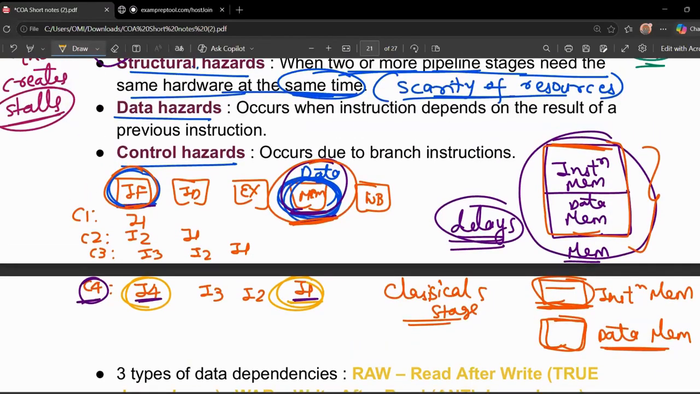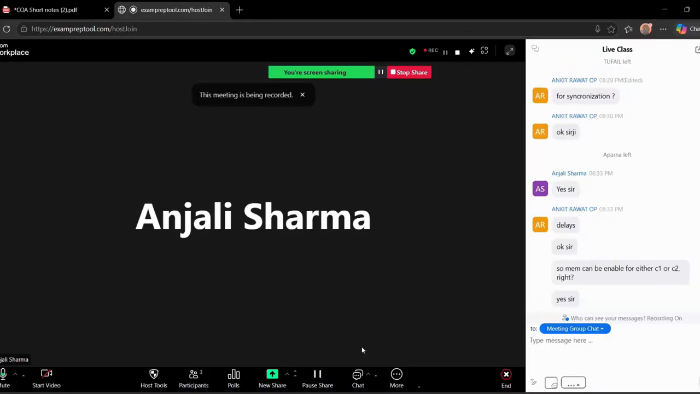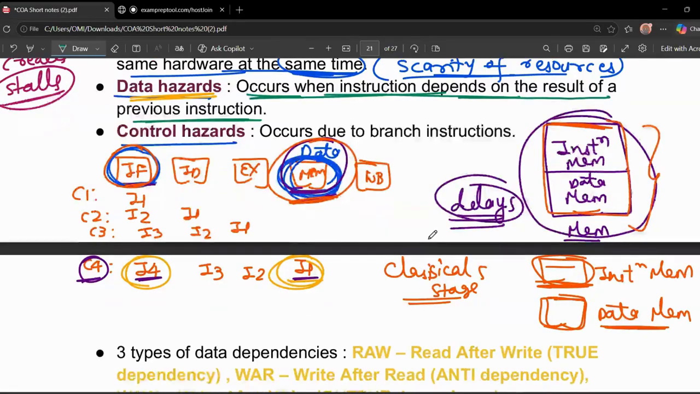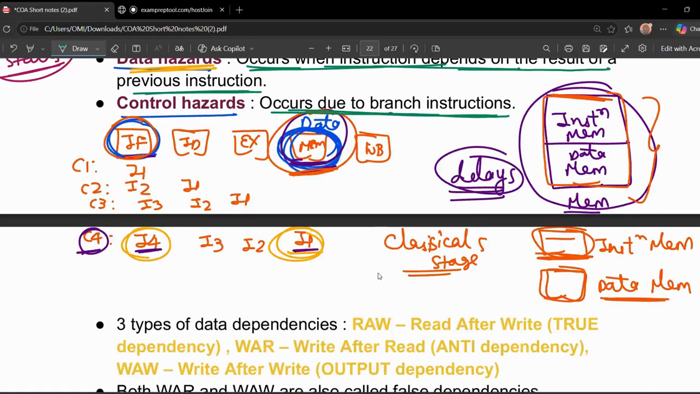Okay. So now the next type of hazard is data hazards. What is a data hazard? It occurs when an instruction depends on the result of a previous instruction. When some particular instruction depends on the result of a previous instruction, then data dependency will be there, and you will get data hazards. And control hazards occur due to branch instructions.